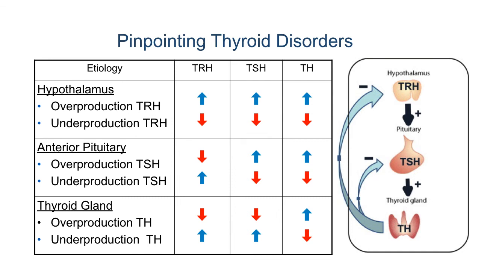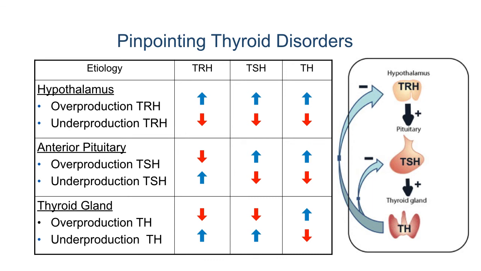Pinpointing your thyroid disorders. This is the slide that I was mentioning a little bit back. So if you're trying to figure out where the problem is coming from, I know I have this patient who's basically not producing enough thyroid hormone. Is it the thyroid? Is it the pituitary? Is it the hypothalamus? You want to run a couple of tests, and you want to include thyroid-releasing hormone, thyroid-stimulating hormone, and then your T3, T4s.